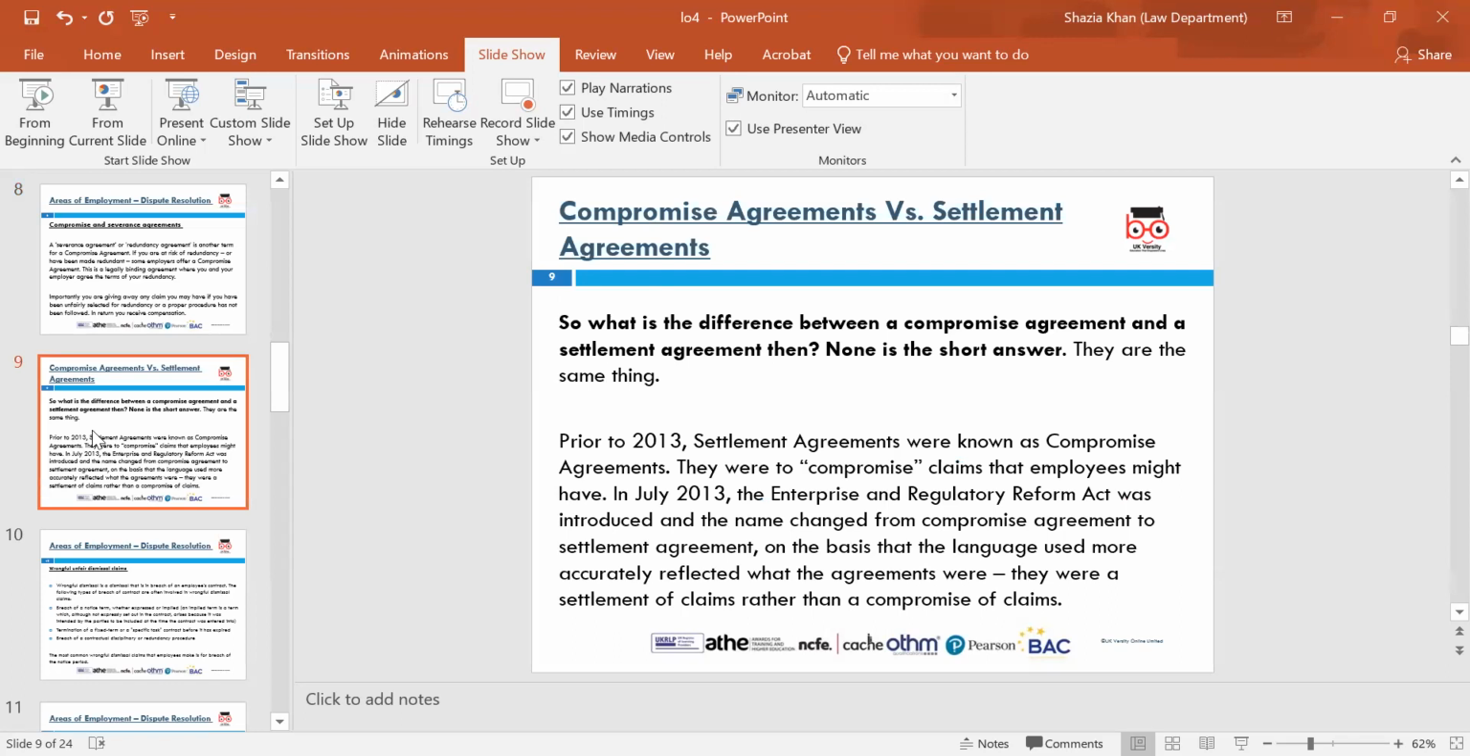So what is the difference between a compromise agreement and a settlement one then? None is the short answer. They are both the same thing. Prior to 2013, settlement agreements were known as compromise agreements. They were to compromise claims that employees might have. In July 2013, the Enterprise and Regulatory Reform Act was introduced and the name changed from compromise agreement to settlement agreement on the basis that the language used more accurately reflected what the agreement was. They were a settlement of claims rather than a compromise of claims.